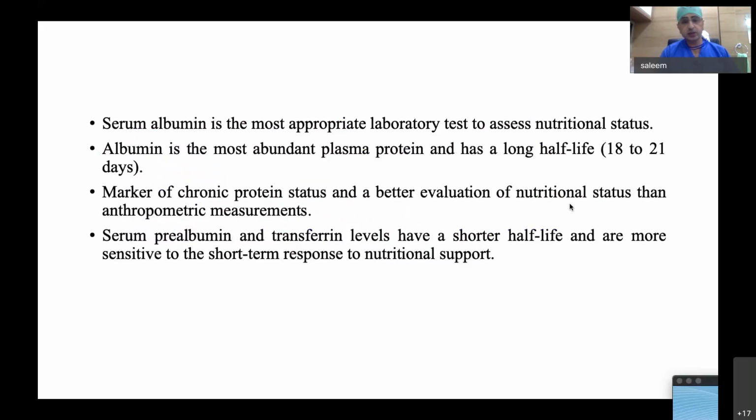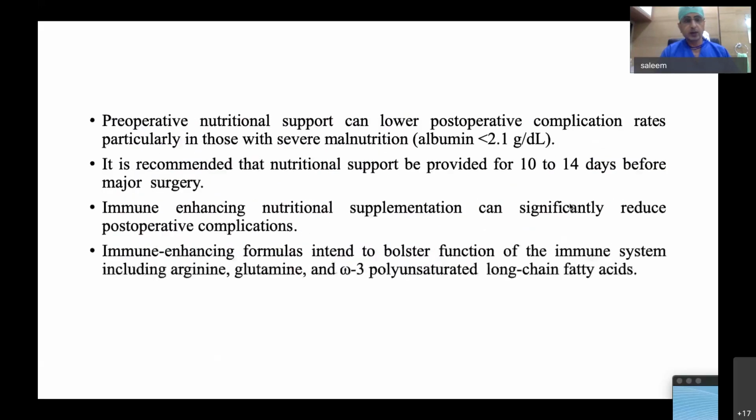Albumin is the most abundant plasma protein and has a long half-life, 18 to 21 days. It's a marker of the chronic protein status and a better evaluation of nutritional status than anthropometric measures. Serum pre-albumin and transferrin levels have a shorter half-life and are more sensitive to the short-term response to nutritional support.